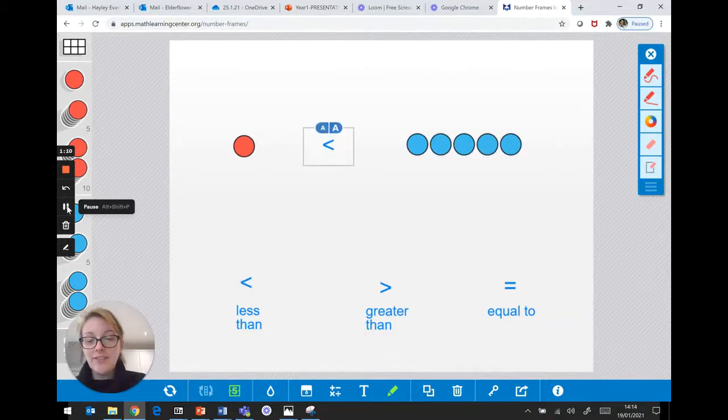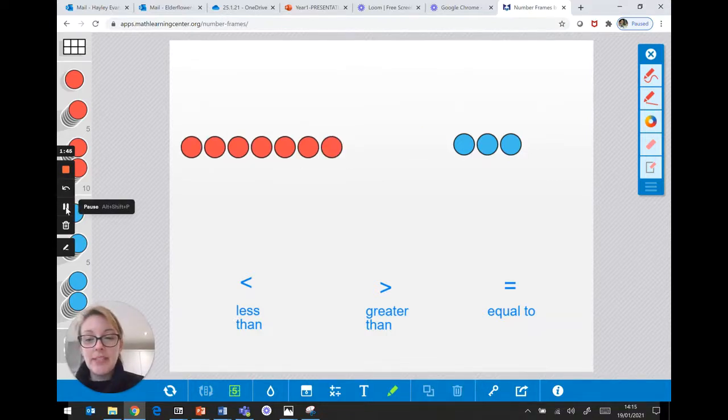Okay, well done if you said that 1 is less than 5, so you would need to put the less than symbol in there. And remember, we spoke about them being like crocodiles, and those crocodiles always eat the largest number. So you can see here, the crocodile's mouth is open towards the 5, that's the larger number. So 1 is less than 5. Let's try another one.